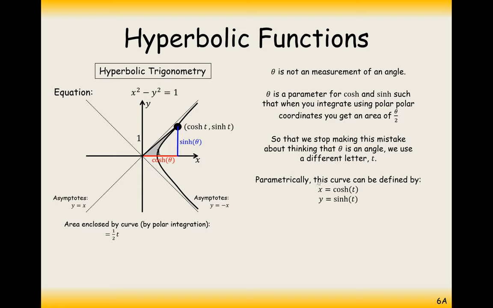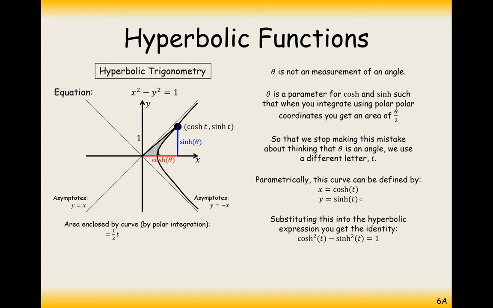And parametrically, this curve can be defined by x equals cosh t and y equals sinh t. If you wanted to draw this graph, what you could do is plot a bunch of t values, work out what x is, work out what y is, and that will help you build up your curve. Notice here how cosh is always positive. On the graph here, the value on the x-axis is always greater than or equal to 1, but sinh can be positive or negative.